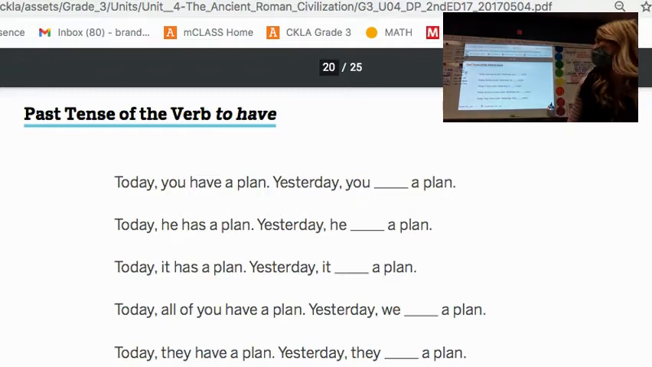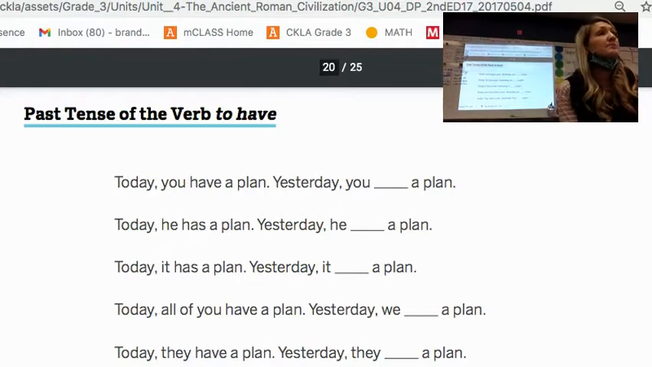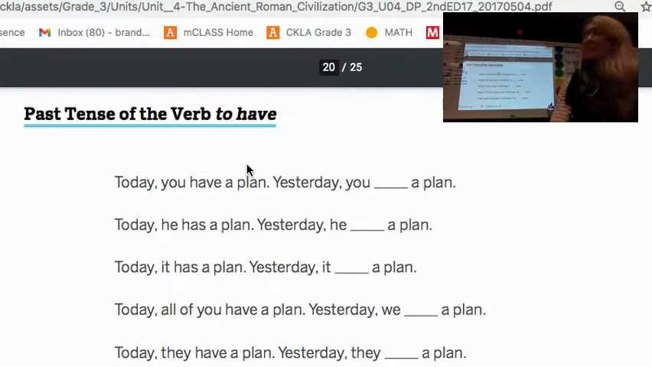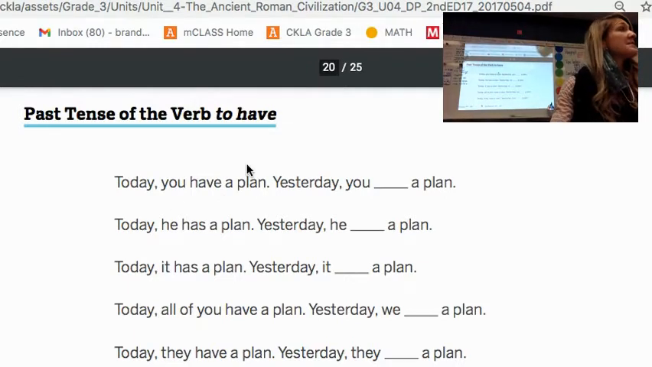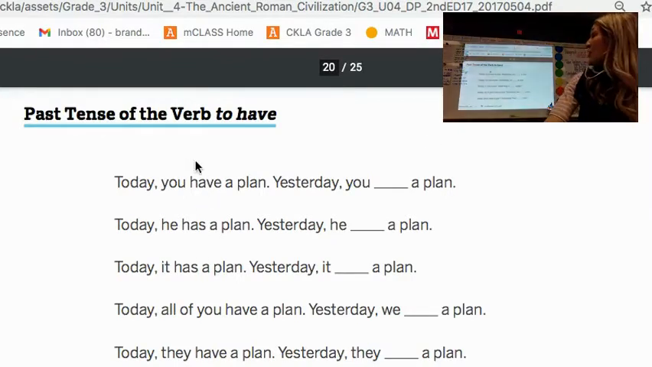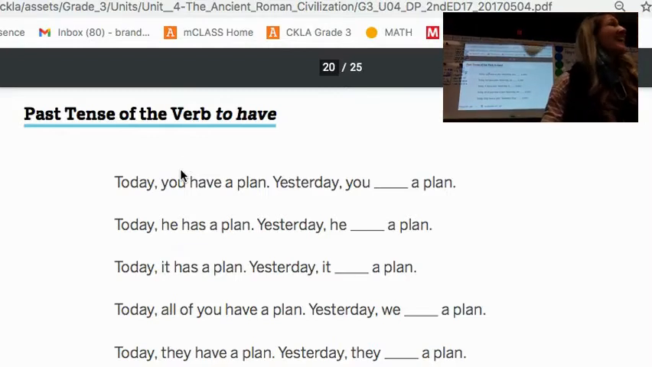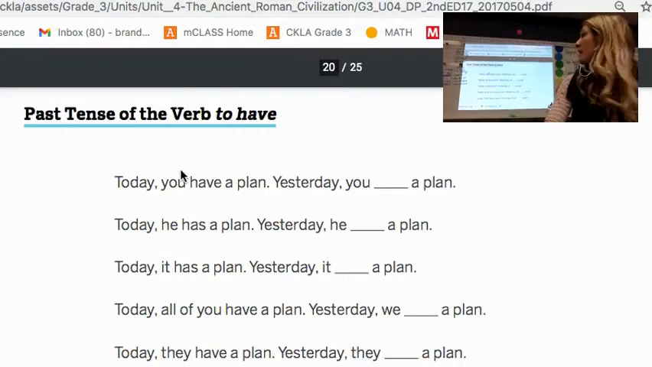We're just going to kind of go through them a little bit. So our first sentence is, today you have a plan. Yesterday you had a plan. Good job. So that have right here in our sentence, today you have a plan, for making it past tense, it becomes had a plan. Yesterday you had a plan. Today he has a plan. Yesterday he had a plan. Again, we had you have, he has, and both of those became what? Had. The past tense verb for both of those is the same.